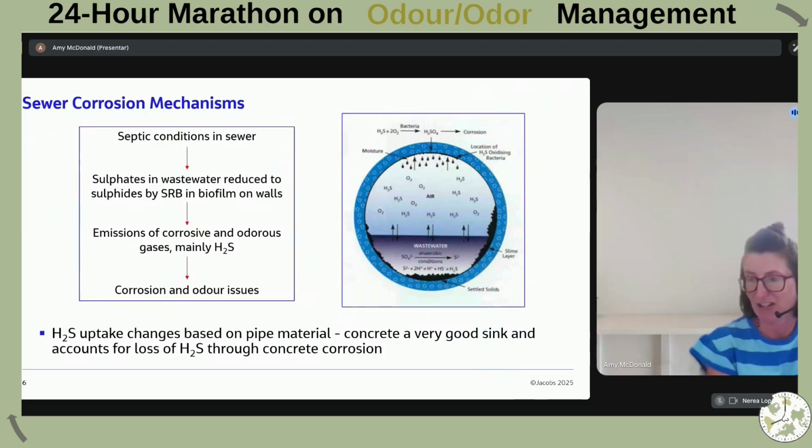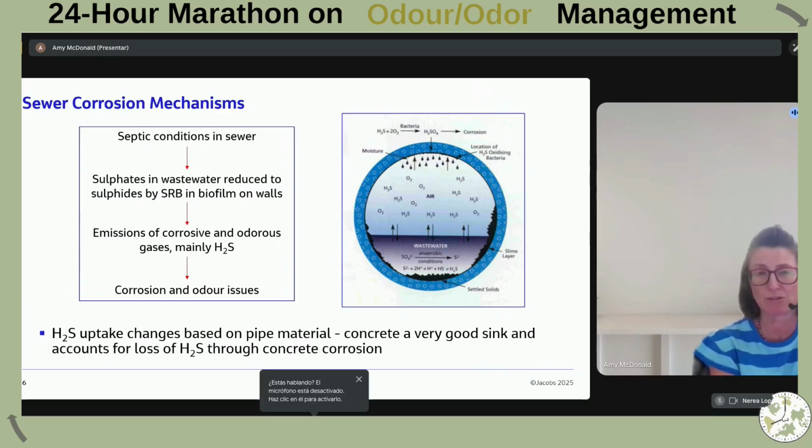So how does corrosion happen in a sewer? If you've got septic conditions in the sewage, the sulfates in this sewage can be reduced to sulfides by sulfate-reducing bacteria that live in the biofilms on the sewer walls. This results in the emissions of corrosive and odorous gases, of which H2S is the major one.